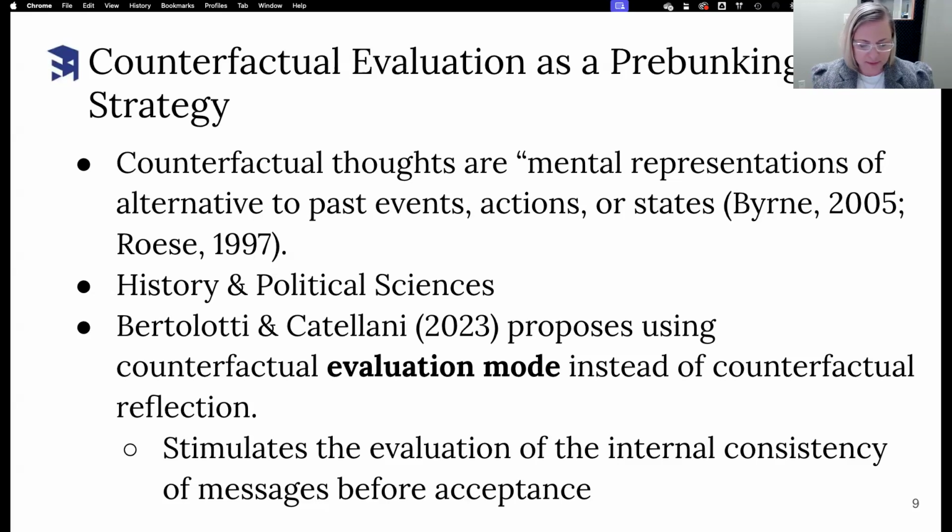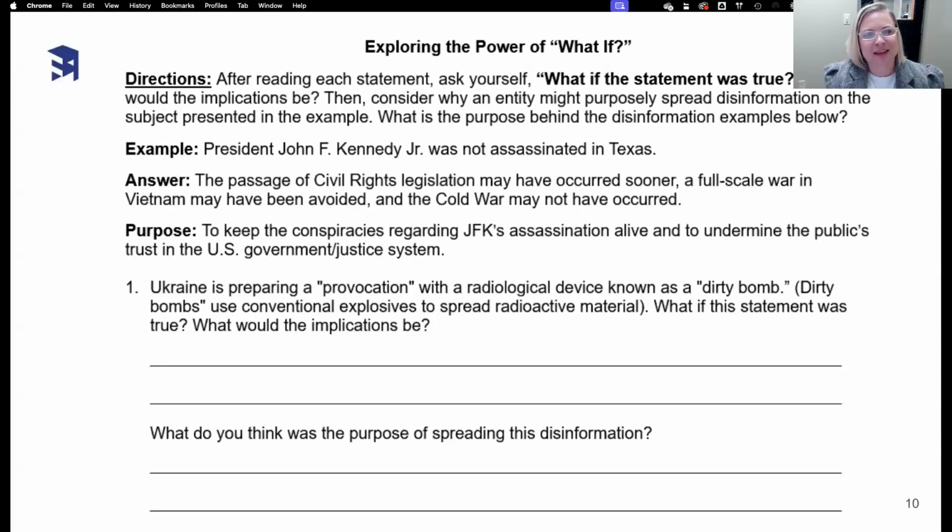The researchers found that the participants with high conspiracy theory mentality are less likely to find fake news headlines plausible when using counterfactual evaluation. Thus, I used the premise of their experiment to construct a short activity asking students to make counterfactual evaluations that we'll talk about on the next slide very briefly.